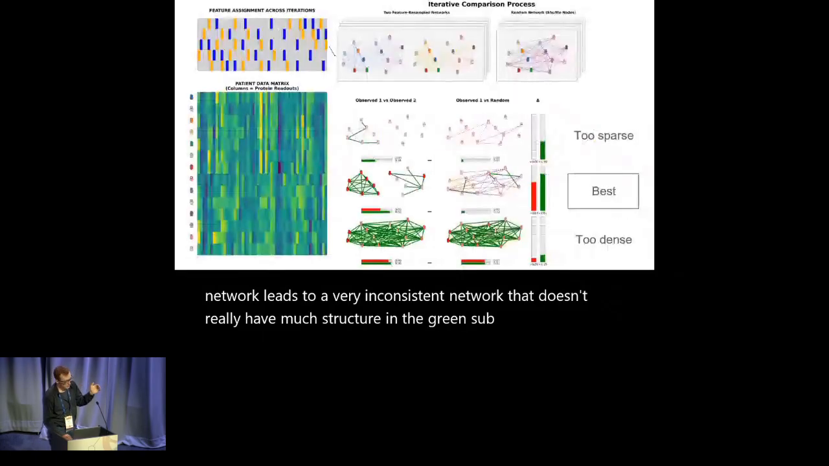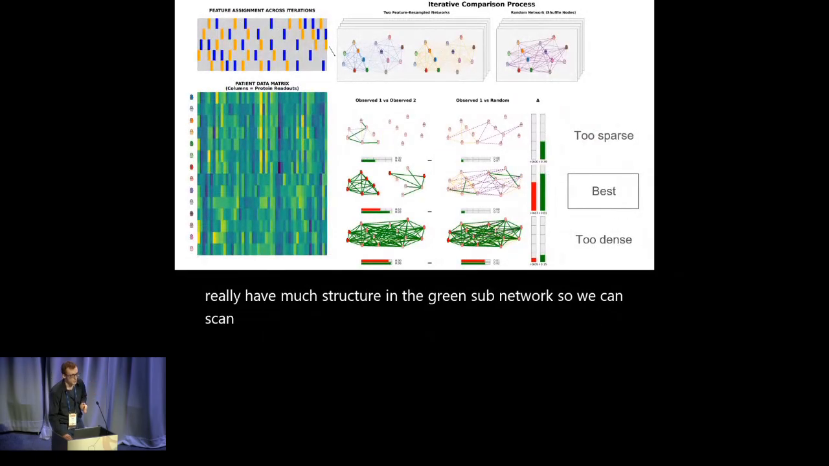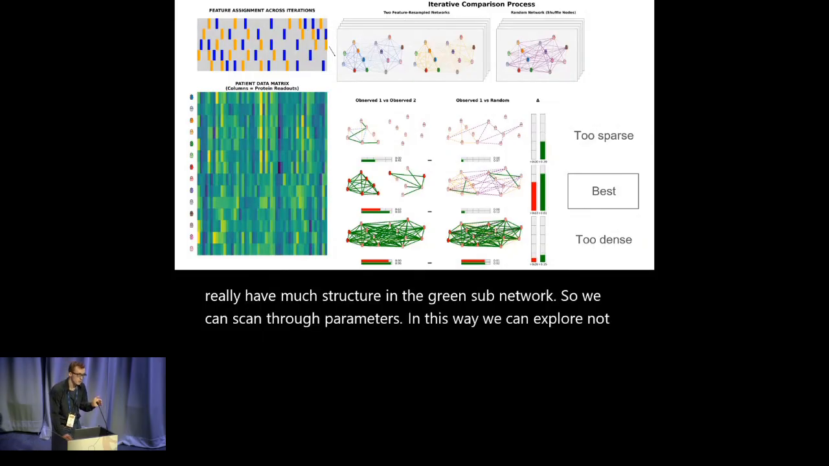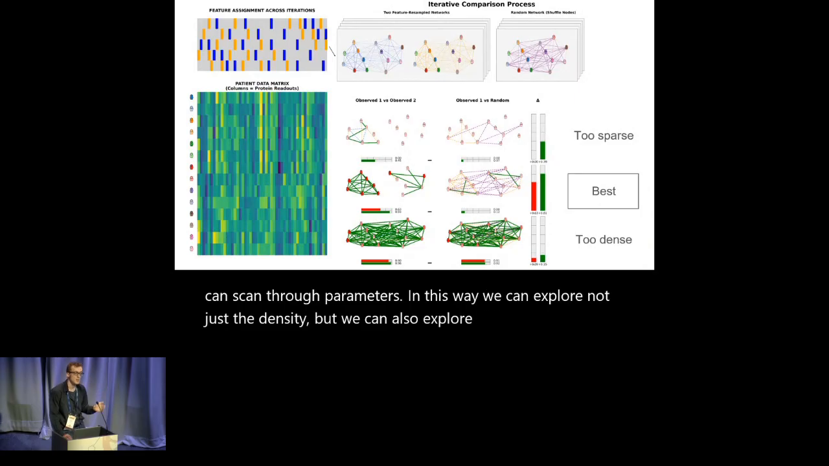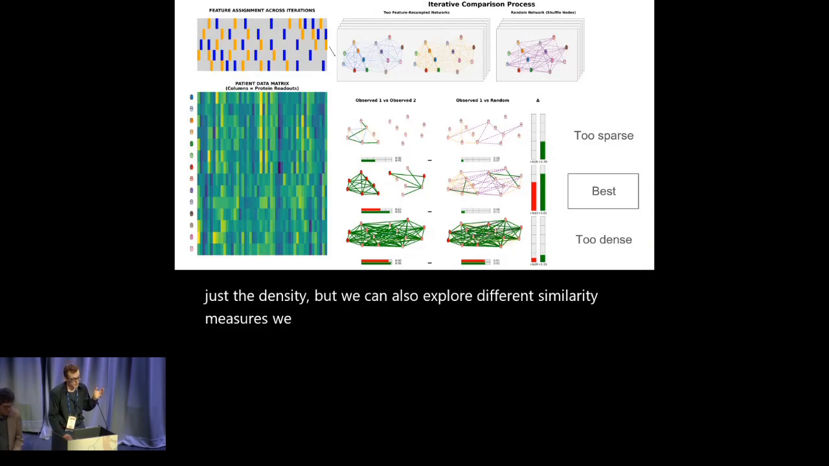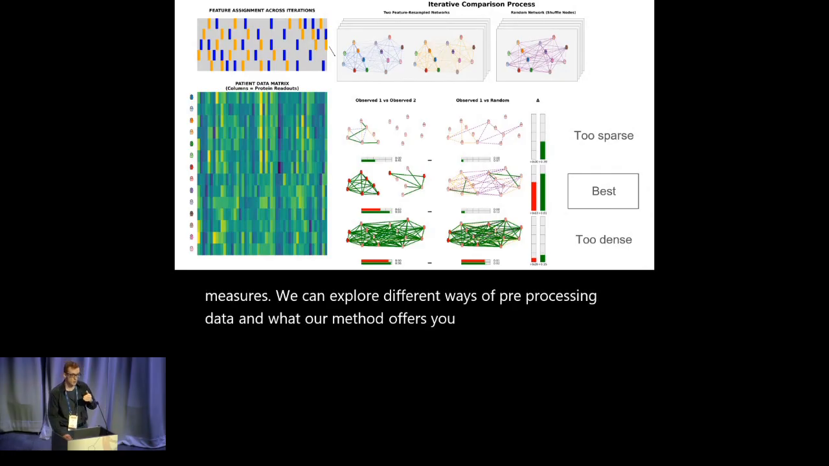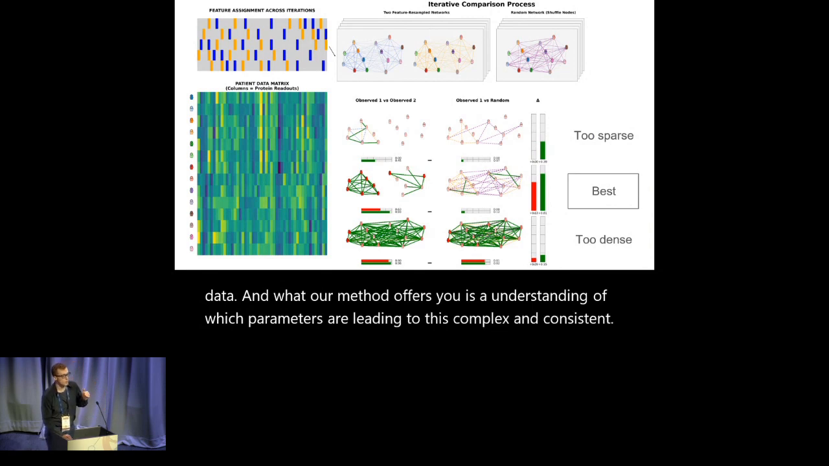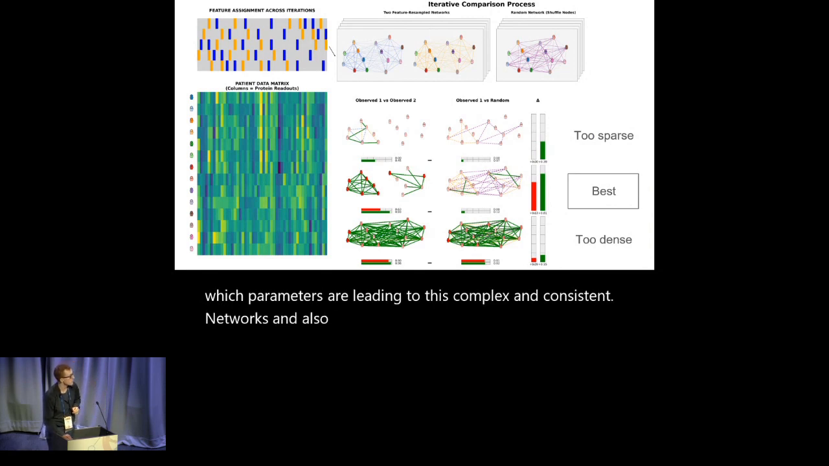So we can scan through parameters in this way. We can explore not just the density, but we can also explore different similarity measures. We can explore different ways of pre-processing data. And what our method offers you is an understanding of which parameters are leading to these complex and consistent networks, and also helps you quantify these properties. We can then pick the best networks.